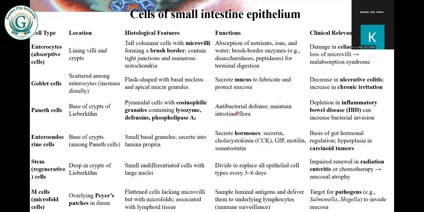So the enteroendocrine cells secrete what? Hormones. Then there are the stem cells. These stem cells divide to replace the epithelial cells, and they do so every 3 to 6 days. The only one that takes longer to be replaced is the Paneth cells. I think that one takes about a month.